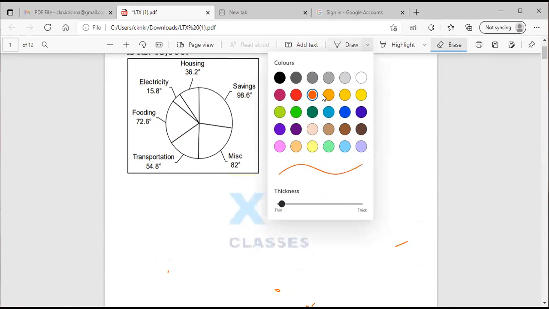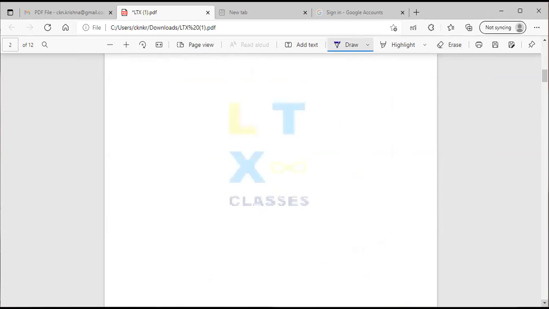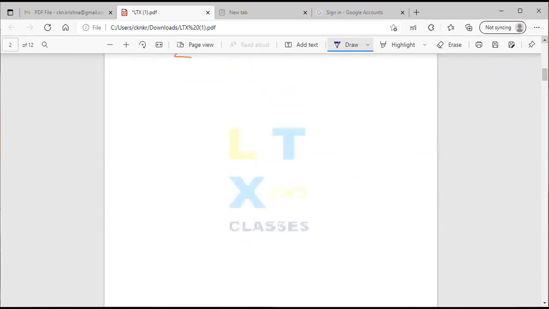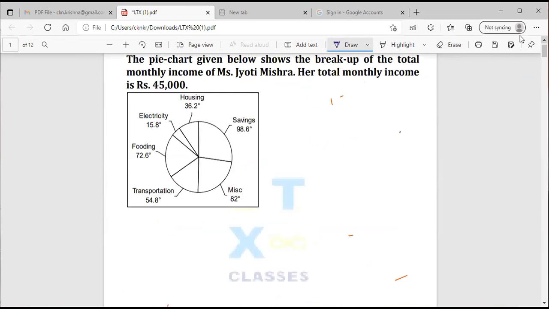What is the question right now? The question is all about by what percentage the amount saved is more than the amount spent on miscellaneous. The amount saved is 98.6, more than the amount spent on miscellaneous, 82. By what percentage is 98.6 more than 82?